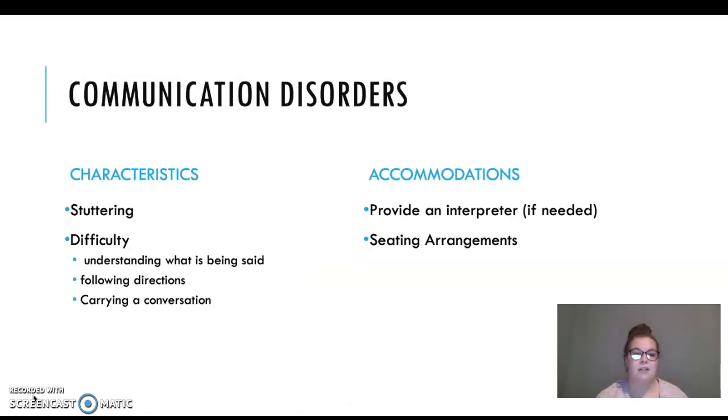Communication disorders. Some characteristics of this disorder include stuttering, difficulty understanding what is being said, following directions, carrying on a conversation, and sometimes they have a hard time building relationships with teachers, peers, and other students as well. Some accommodations would include providing an interpreter if needed and seating arrangements. I would want the student to sit closer to me so I can answer any questions and help them out when needed.